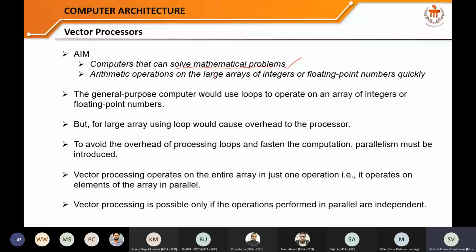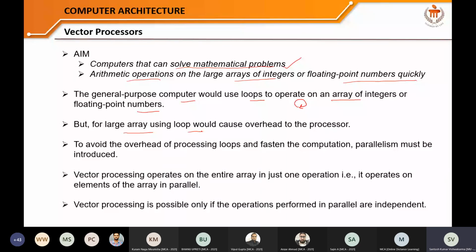As you know, we may have different options. Going to the second point, a general purpose computer would use loops to operate on an array of integers or floating point numbers. Suppose we need to perform an addition from 1 to 10. We need to go through a cyclic or loop approach, add two integer numbers, and then store the result in a separate number or register. But for a large array, using a loop would cause overhead to the processor.